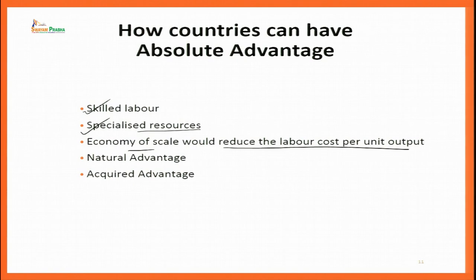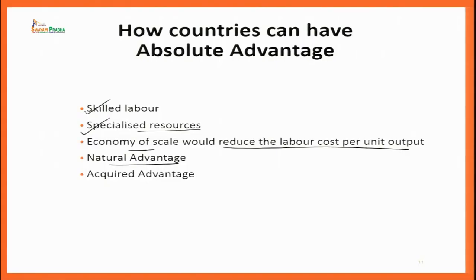What is going to happen? You are going to generate excellence in doing the work, and eventually the errors which used to happen in the initial days of your work are going to be overcome, and you will be gaining economies of scale. Natural advantage, right? You might have some natural advantage because your geographical location is so close to your market, or because of the natural resources that you have. That is a natural advantage you might be gaining.